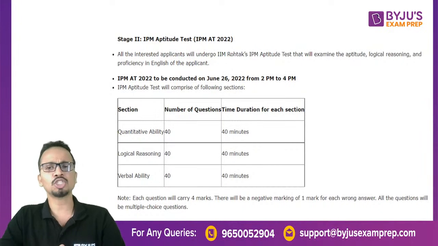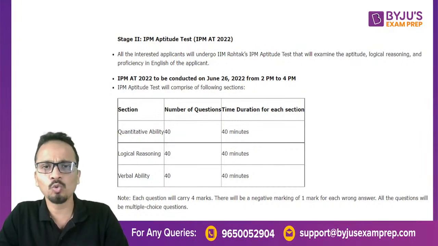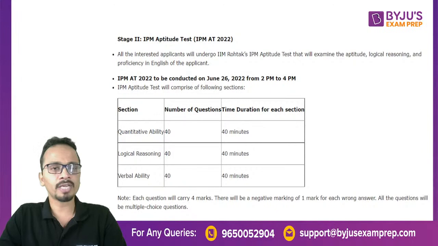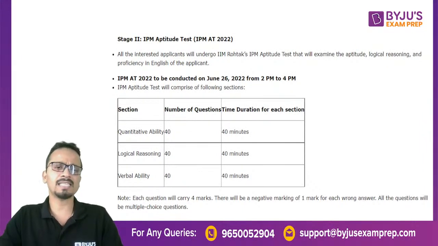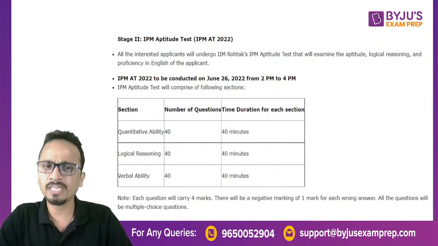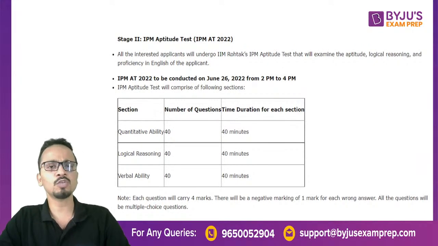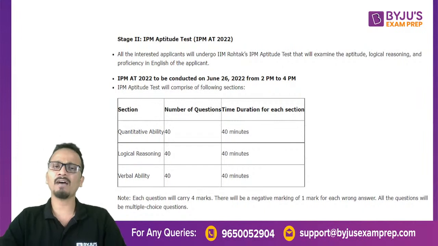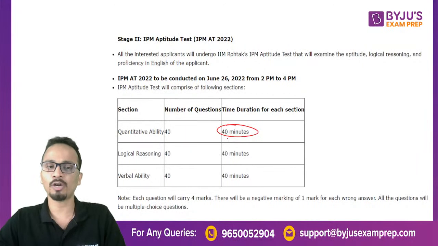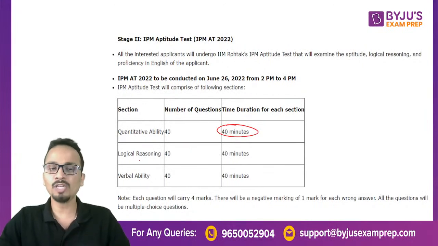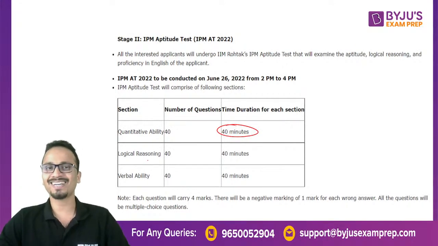It will start at 2 p.m. and get over at 4 p.m. Talking about the structure of this examination, this year it will be divided into 3 sections. The first section will be quantitative ability, with 40 questions and a sectional time limit of 40 minutes. The second section will be logical reasoning, for which all of us are here in this session today.